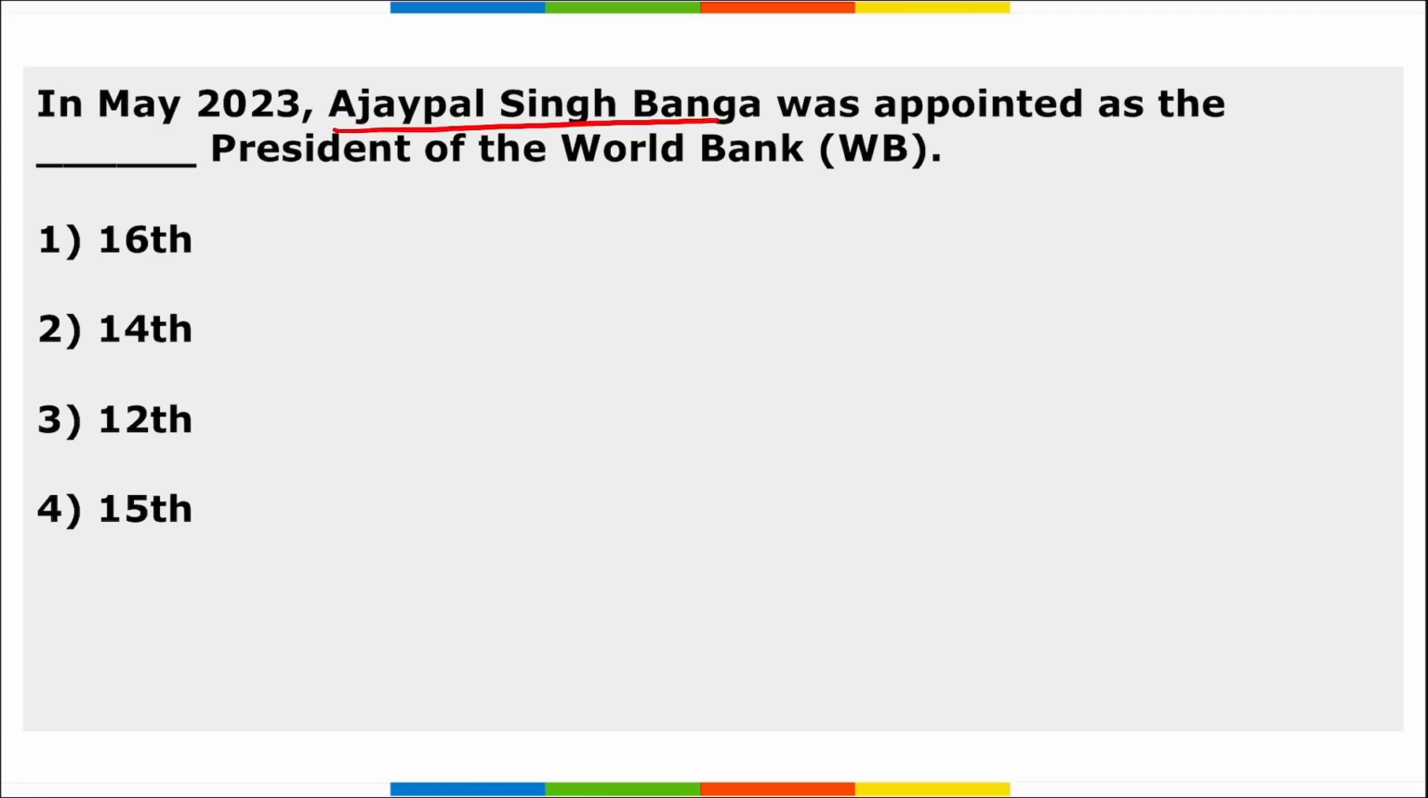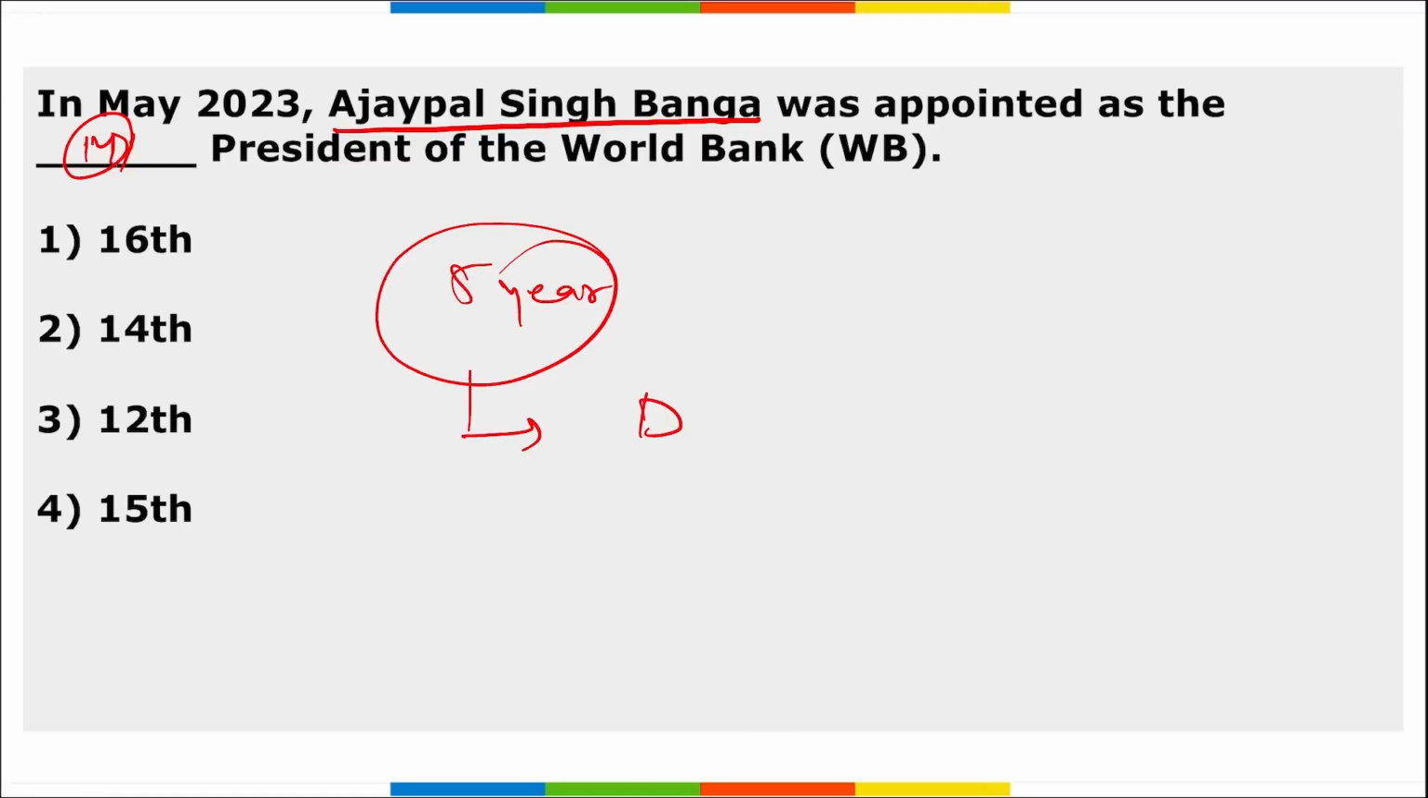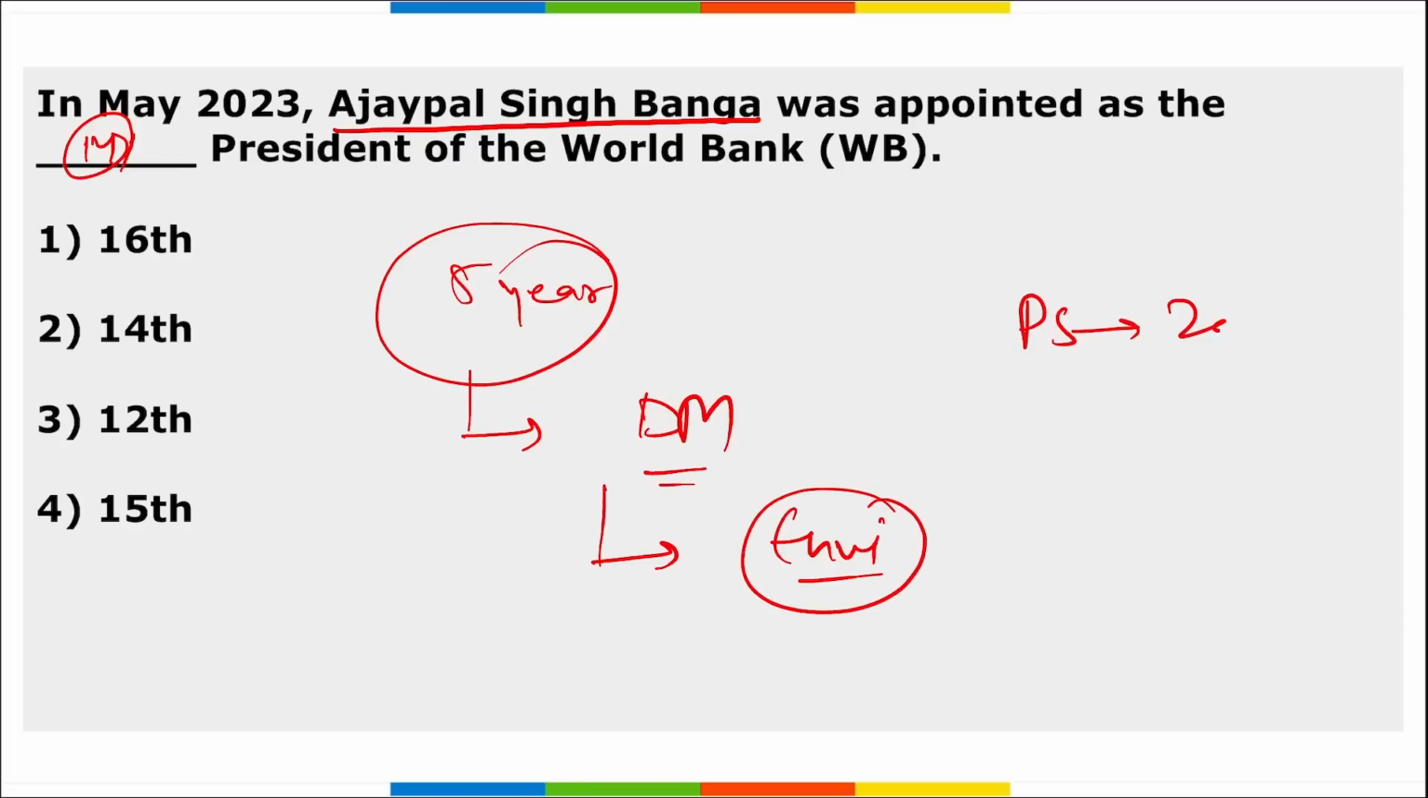Next, Ajay Pal Singh Banga was appointed as the president of the World Bank. He will be the 14th president of the World Bank. He will be there for 5 years, replacing David Malpass, and he will be working towards the environment, right? How to develop infrastructure for keeping our environment pollution free and clean, right? And remember, Ajay Banga was also awarded the Padma Shri in 2016 for trade and industry.